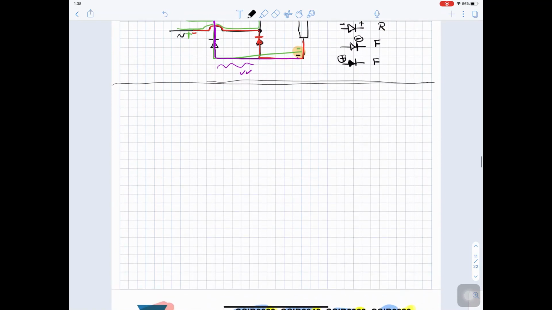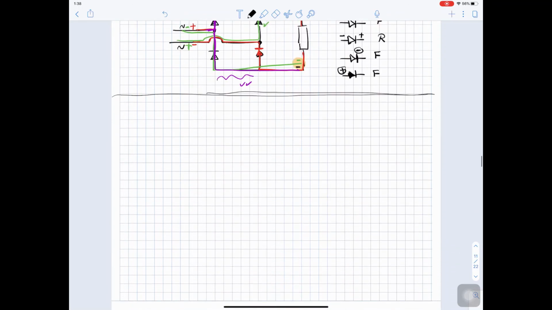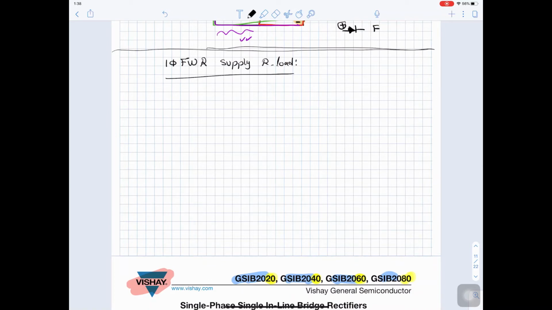So the first application, as we mentioned, this is just the introduction. So we have a single phase full wave rectifier supplying an R load, and we need to do the analysis in this case. So in this case, we have 4 diodes.